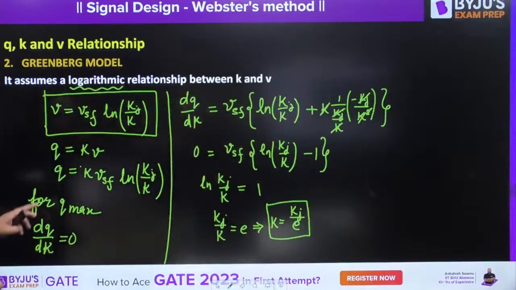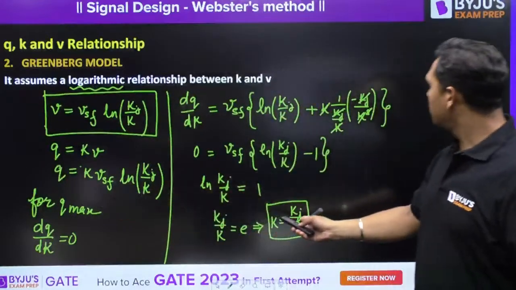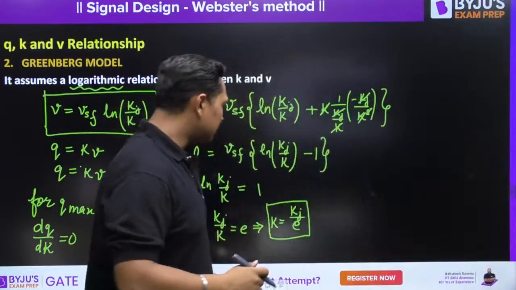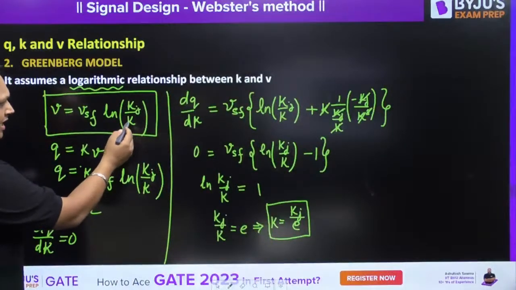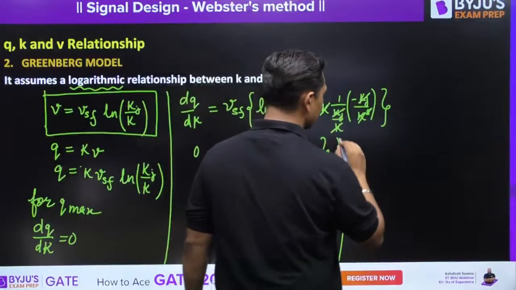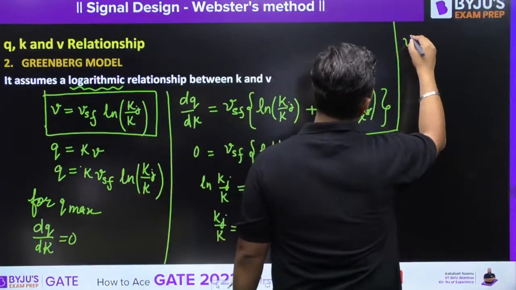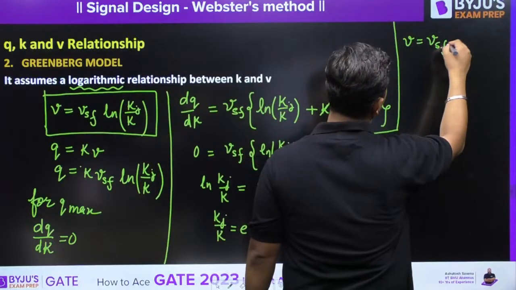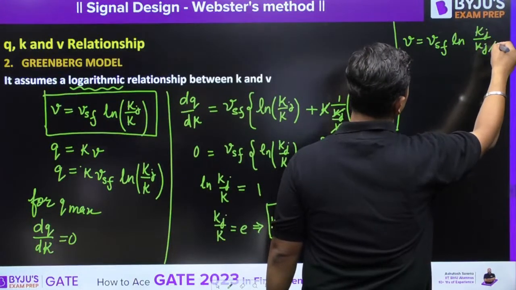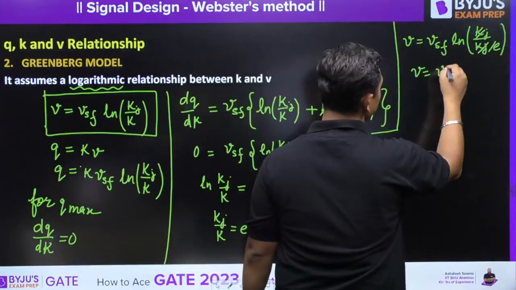At Q max, k is equal to kj by e. Is it clear? Now substitute this value in this equation. K is equal to kj by e, so ln e is equal to 1, V will be equal to VSF. So V equals VSF ln kj divided by kj divided by e, right? So kj cancels out, ln e will be equal to 1, V will be equal to VSF.